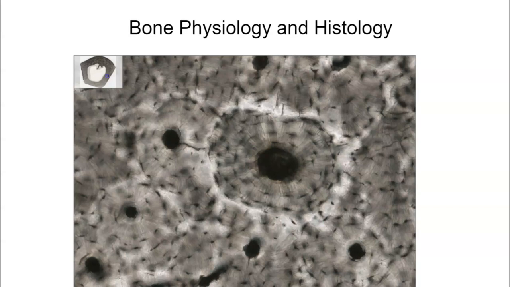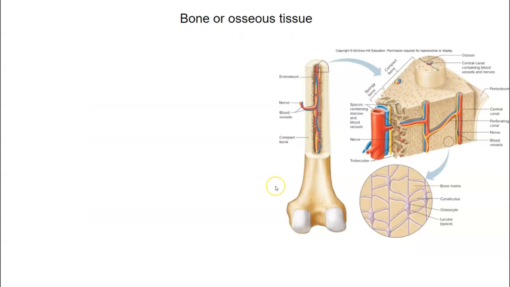In this video, we're going to look at bone physiology and histology. This is a cross-section through a long bone. We're looking at compact bone here. If we zoom in, you can see it's got some structures here, so we're going to examine those in the next few slides. So bone tissue or osseous tissue is a type of connective tissue.